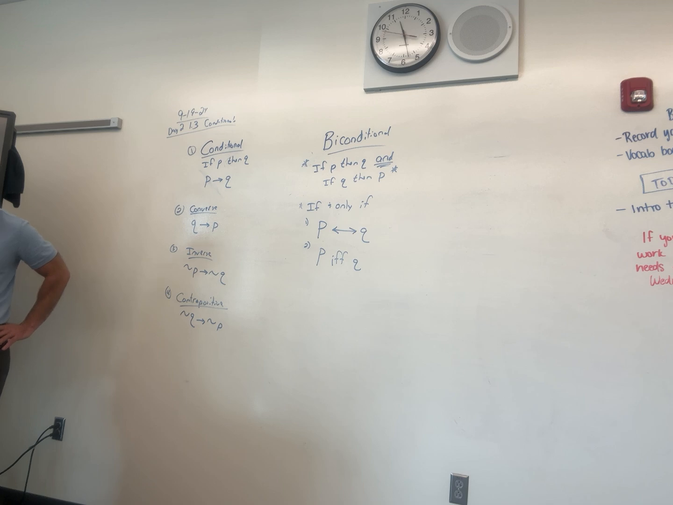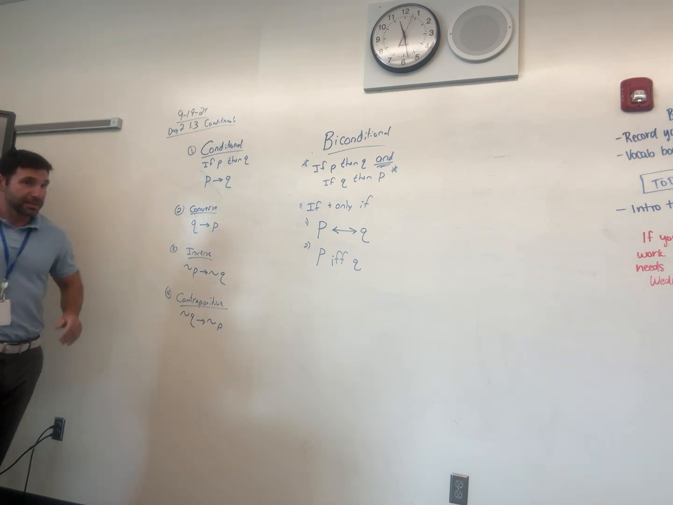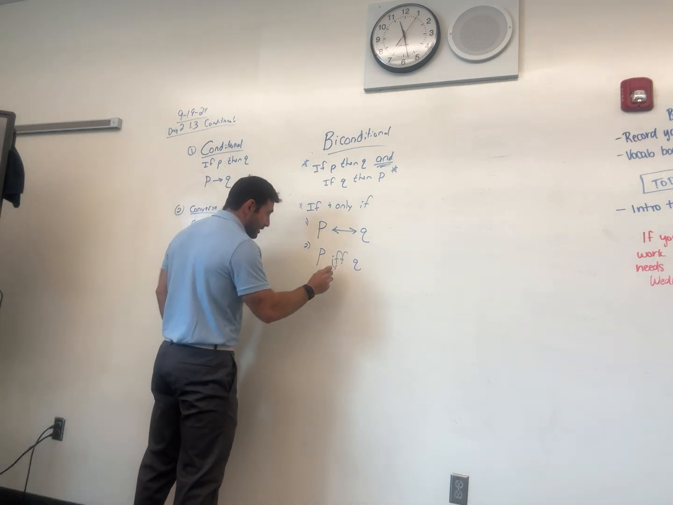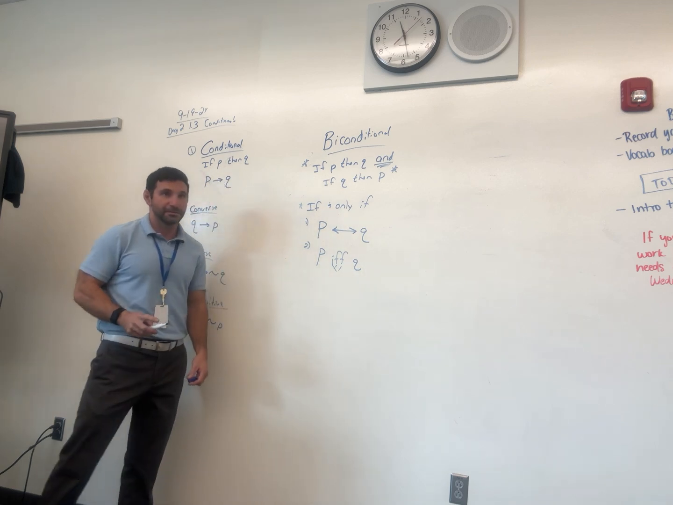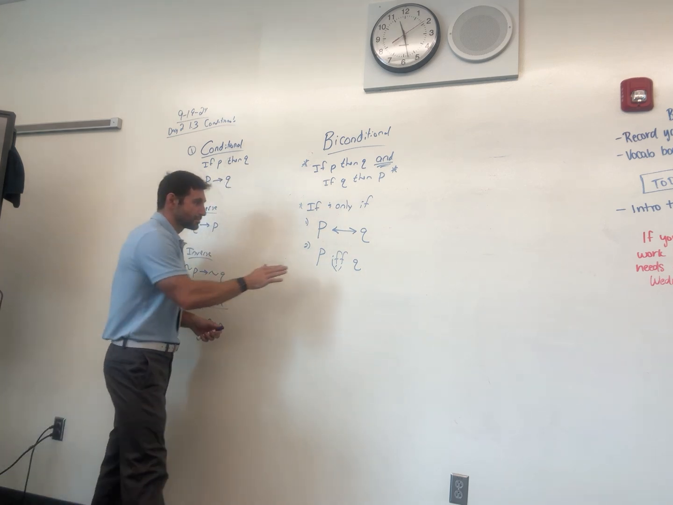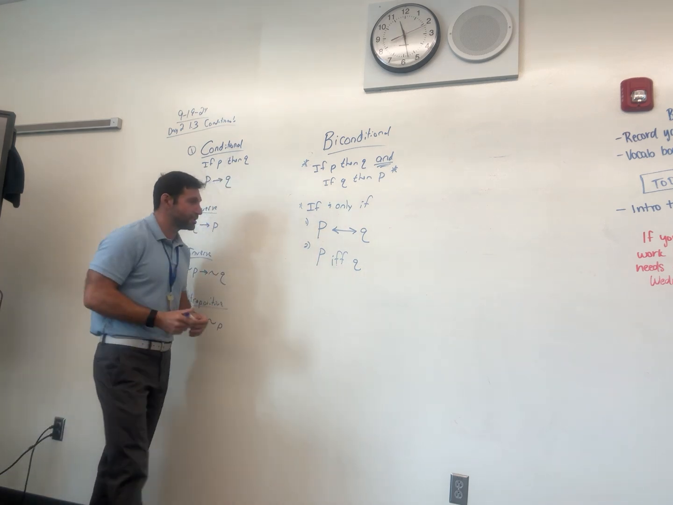This is really combining a conditional and its converse. Okay, that's all that we're doing, combining the conditional and the converse. Why is there two F's? If and only if. That's what that stands for. Because it goes like this. If and only if. Okay. It's just another notation in geometry that you need to know.